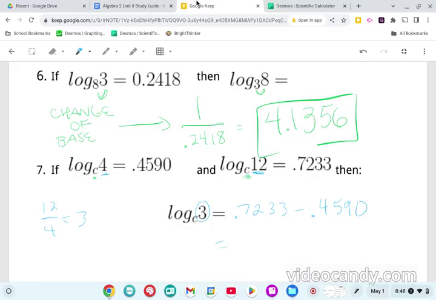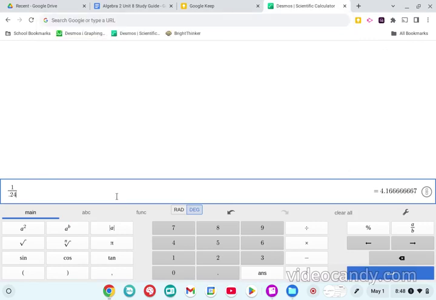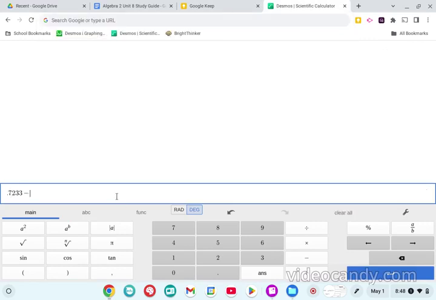So let's see what that is. So the log c of 3 is whatever 0.7233 minus 0.4590 is, and it's 0.2643.